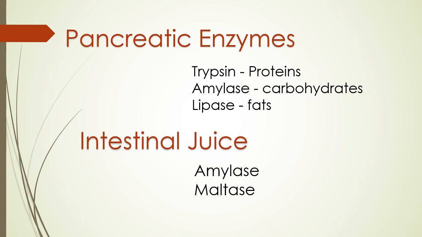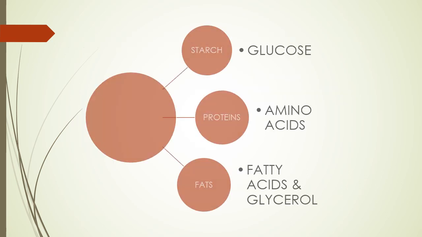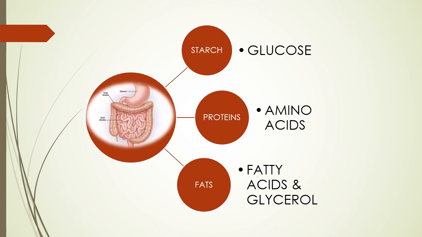In the small intestine, all nutrients are broken down into the smallest possible particles. Starch and other carbohydrates are broken down into glucose, that is the simplest sugar. Proteins are broken down into amino acids and fats into fatty acids and glycerol. Now these need to be transported to the blood so that the blood can carry them to the cells.